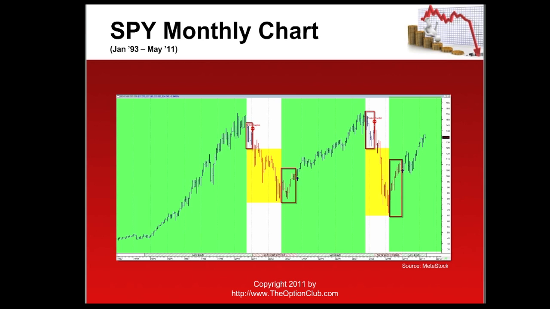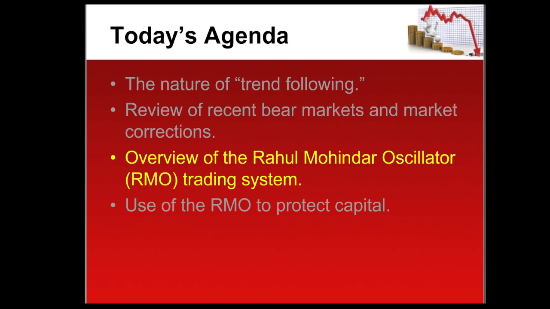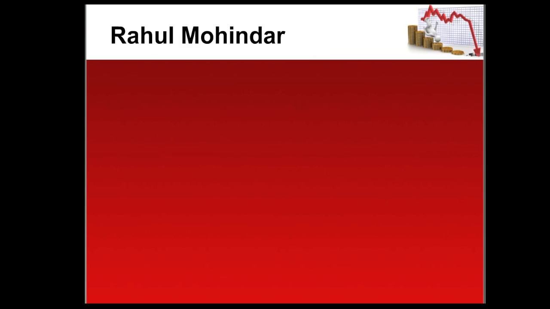Now, can you improve upon this? In other words, can you develop a system that's more efficient? And the answer is probably yes. And one of the systems I think is pretty effective is the Rahul Mohindar Oscillator trading system, which I know Jeff likes, and it's one that I like to use myself. And that's what we're going to talk about today.